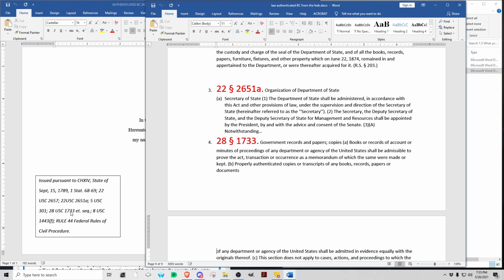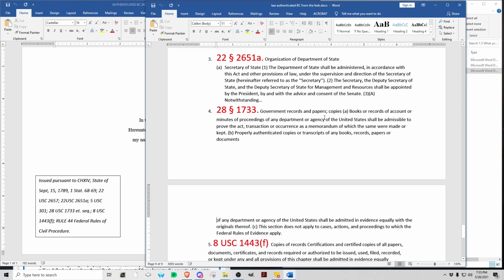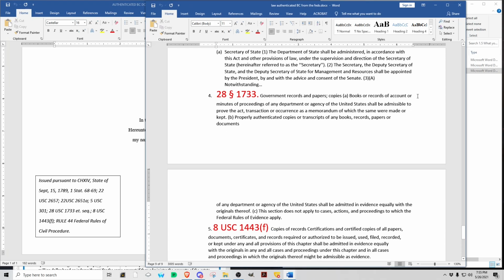Then there's 1733, government records and papers. Books or records of account or minutes of proceedings of any department or agency of the United States shall be admissible to prove the act, transaction, or occurrence as a memorandum of which the same were made or kept. Properly authenticated copies or transcripts of any book, records, or paper documents of any department or agency of the United States shall be admitted in evidence equally with the originals thereof.